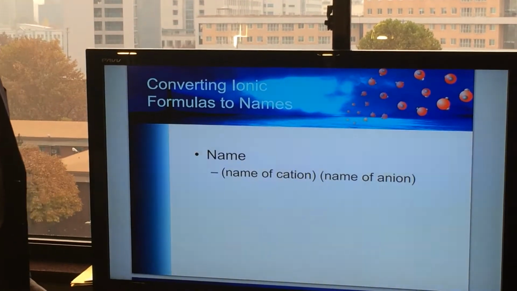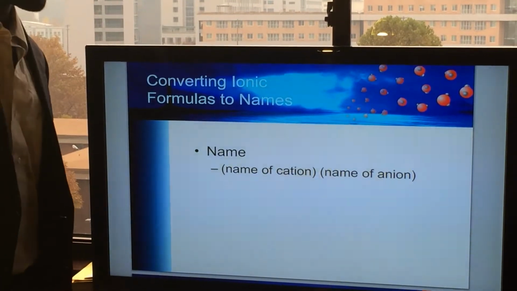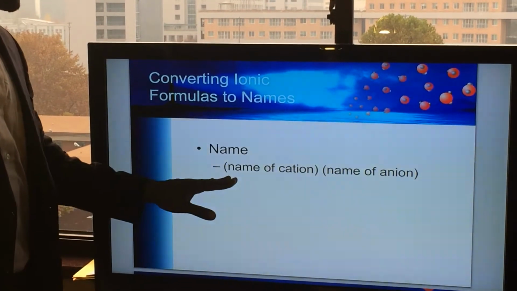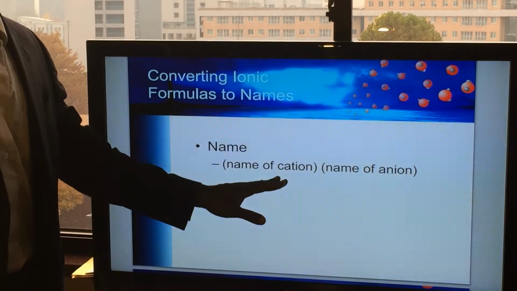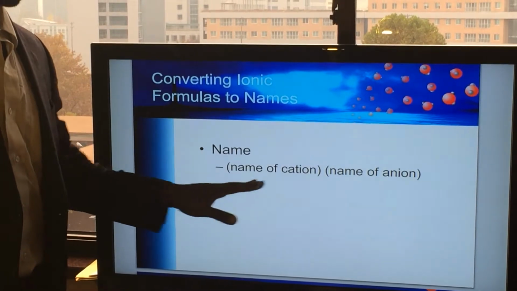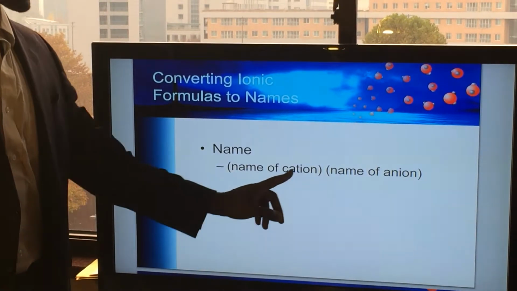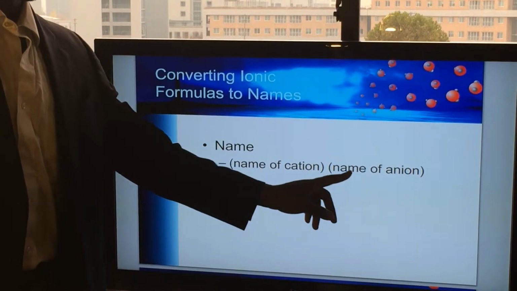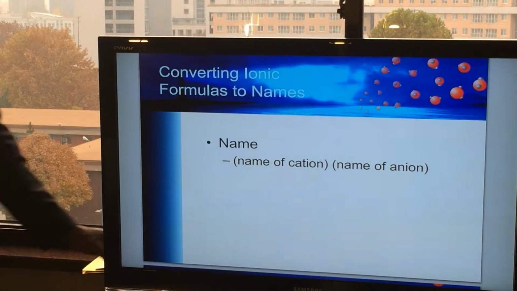Okay, so as you can see, when you're converting the ionic formulas to names, you just need to provide the name of the cation and the name of the anion. So one example would be nitrogen dioxide. Nitrogen was our cation, and the 2 oxygen atoms serve as our anions.